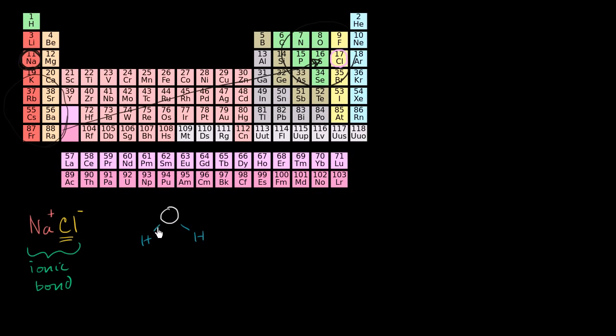In each of these bonds, you have a pair of electrons that are being shared by both the hydrogen and the oxygen. But we also know that this isn't a completely equal sharing of the electrons. We look on the periodic table here, oxygen is far more electronegative than hydrogen is. And so because of that, the electrons in these two bonds are going to spend more time around the oxygen than they are going to spend around the hydrogens.